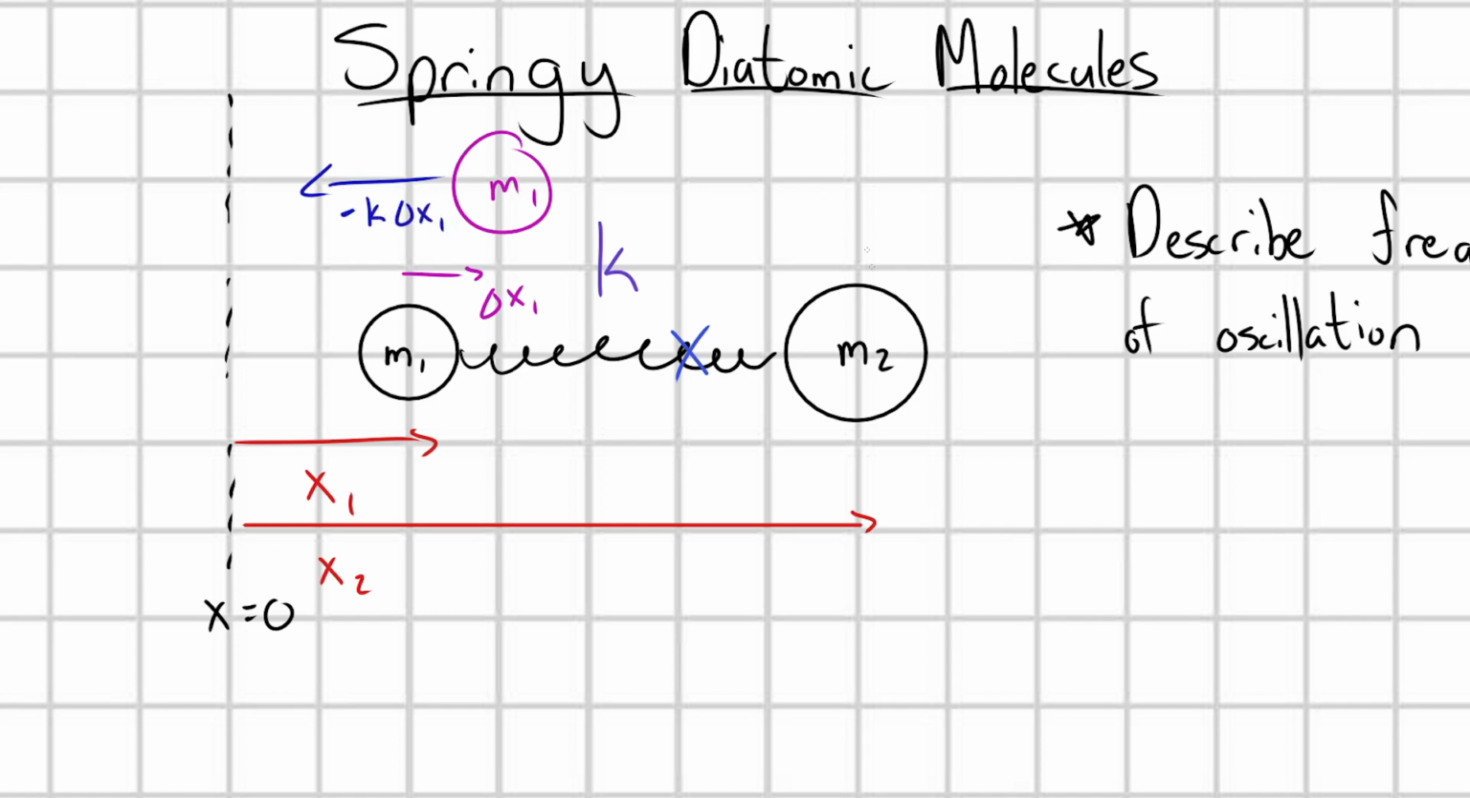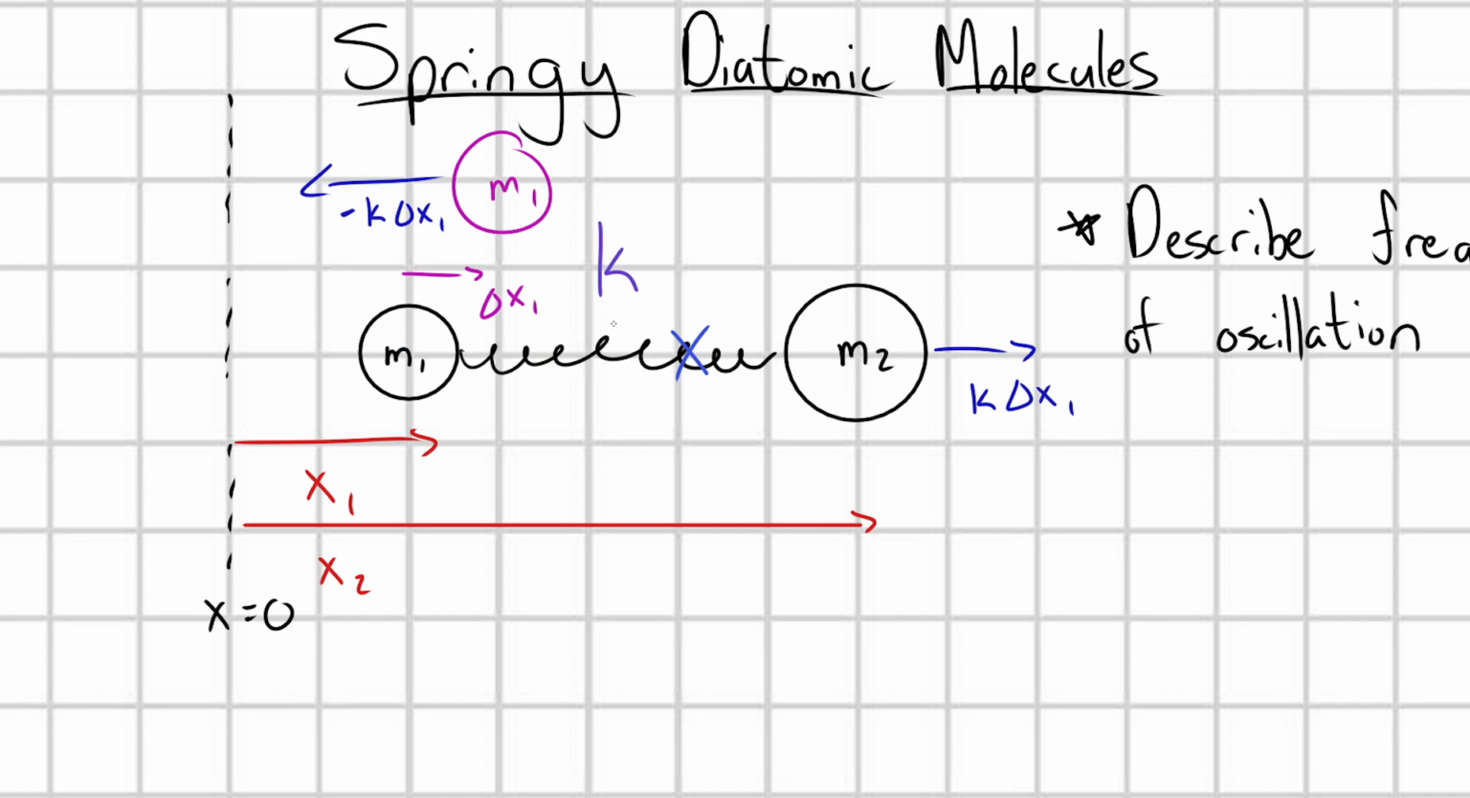And what's going to happen to m2? Well, if you compress the spring, look, now m2 is going to get pushed out. So all of a sudden I have a positive k delta x1 pushing m2 out. Next, let's suppose that, keeping m1 fixed, I displace m2.